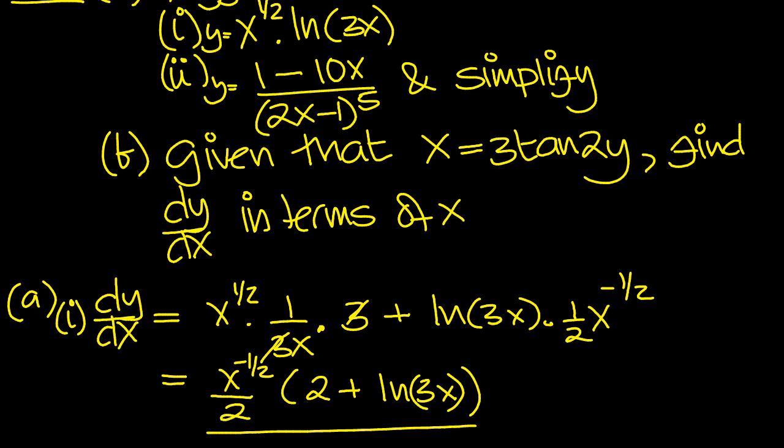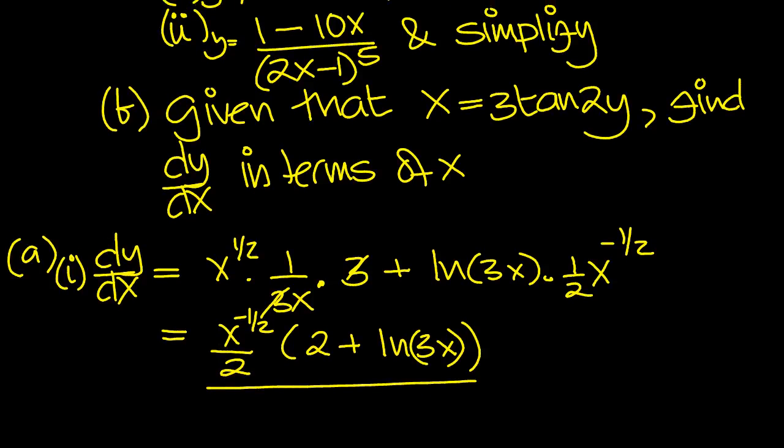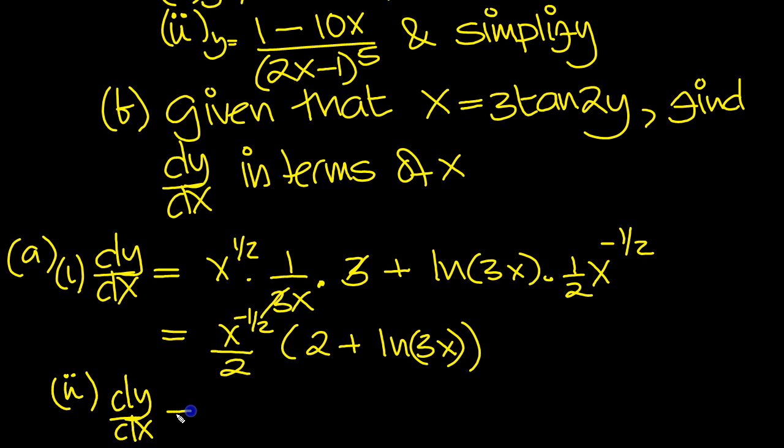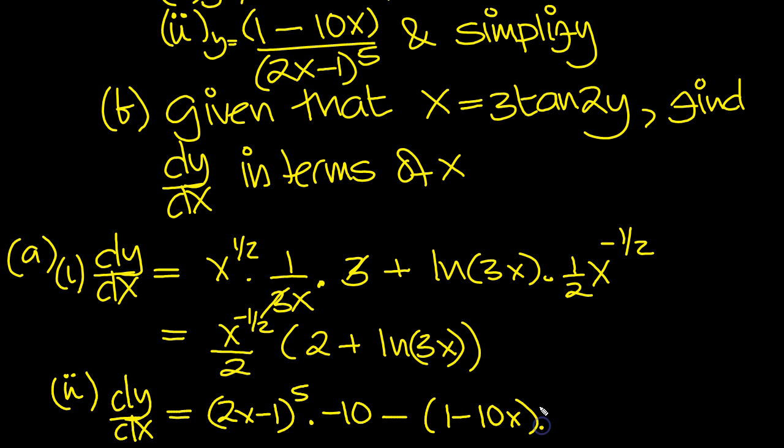Part 2, this is the quotient rule then. So let's have a look at that. We need to use the quotient rule here. So it's v, 2x minus 1 to the 5, times du/dx, which is this differentiates to minus 10, and the constant goes to nothing, of course, minus u, more than one term, put a bracket, times dv/dx.